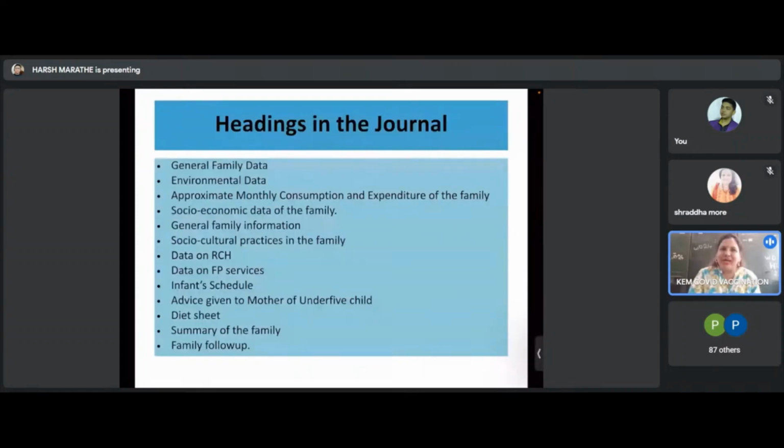Then the advice given to the mother of the under 5 child, and the diet sheet. This is a very important activity, the diet sheet, so it is combined in this family visit. There is also another activity like taking blood pressure and body mass index. During the family visit now, due to the CBME curriculum, there are some changes.